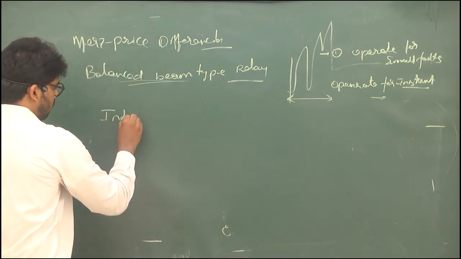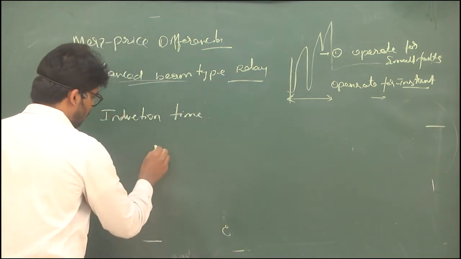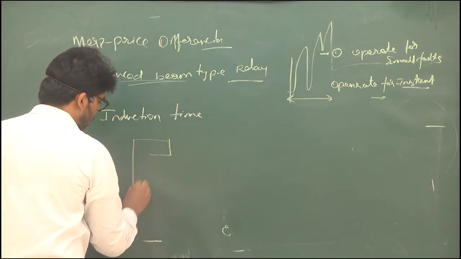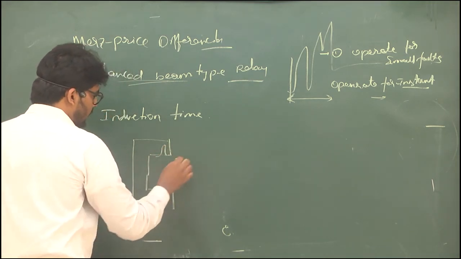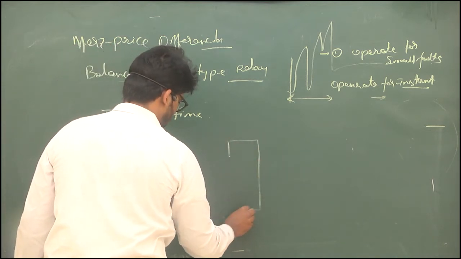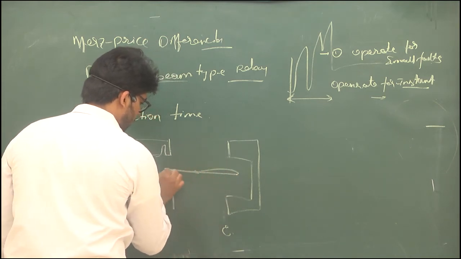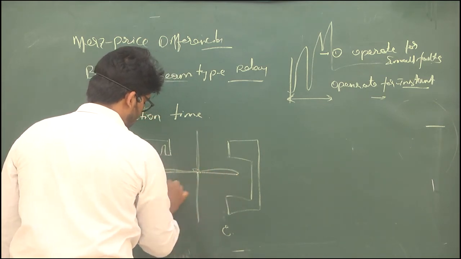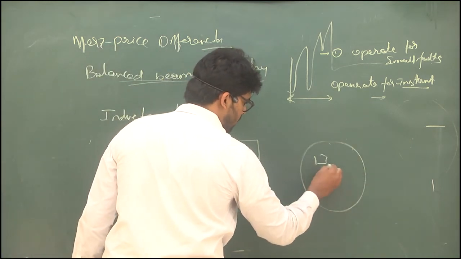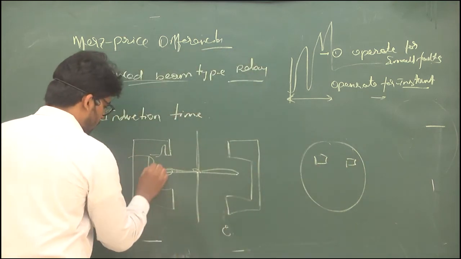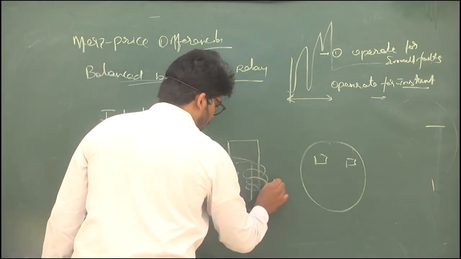Induction type. In the induction type, what we have is simply two cores, like this. We'll have a switch here, and in this we have a disk, pivoted. For example, these are the two forces acting. In this section we'll keep a restraining coil, and this will have an operating coil.